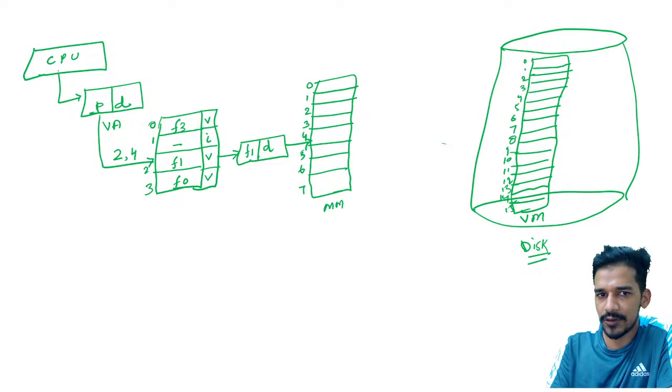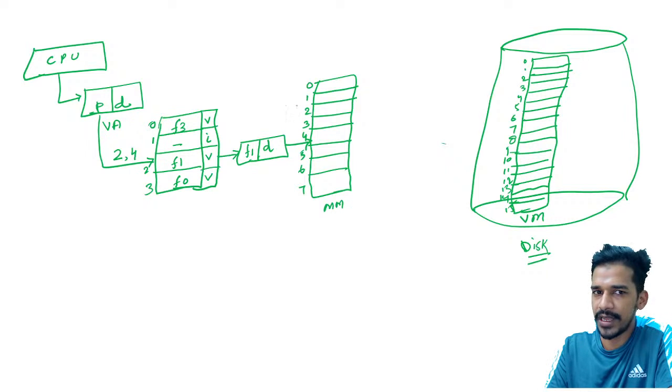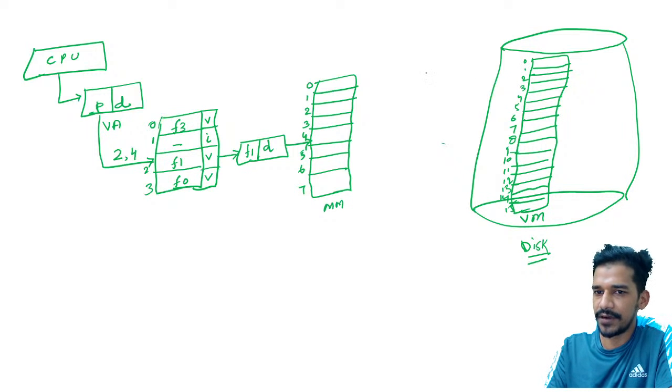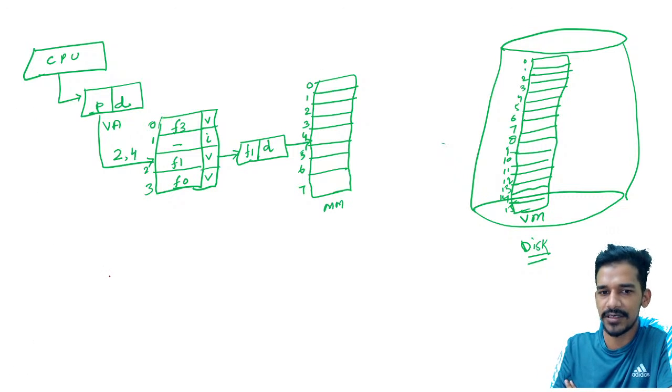We know that the CPU will search the data in the main memory. If the data is found in the main memory, then it will be sent to the CPU. But if the data is not found in the main memory, then it will be searched in the virtual memory, that is the disk, right? If the data is found in the disk, it will be transferred to the main memory. Am I right?